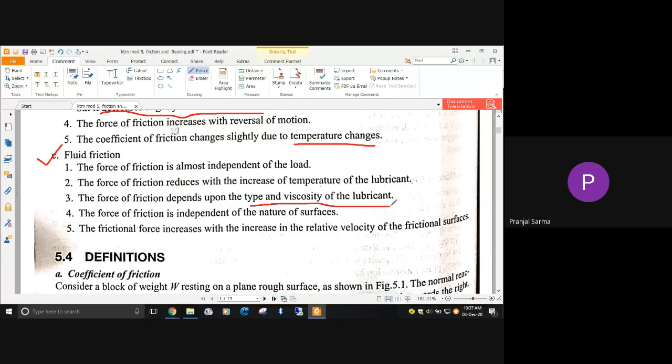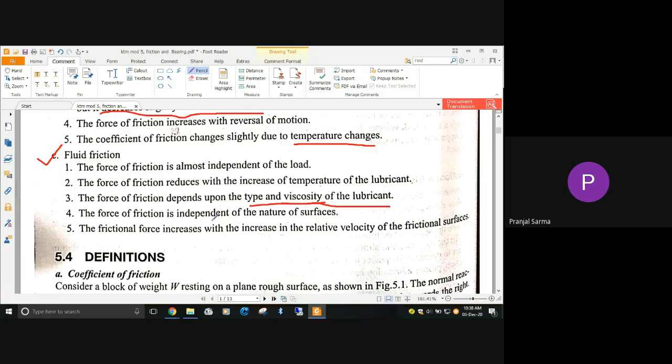You might have seen that those who have, suppose, a bike, use only a specific lubricant. It has certain properties, like the viscosity of this particular lubricant. So definitely, depending on the viscosity level of this lubricant, the level of the force of friction, that is the fluid friction, will depend.